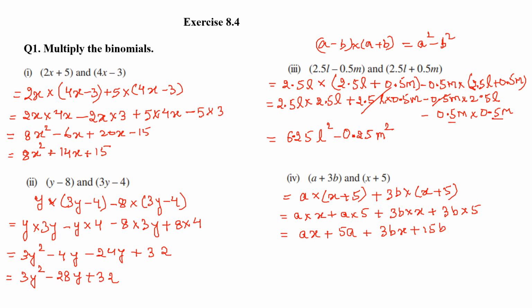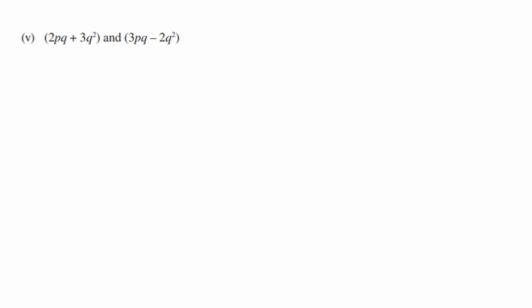Because they don't have any like term, we can't combine. Though here x and x is there, but here is a plus 3b. We can't combine that. So this is only your final answer. Now moving to the next question. So fifth part of the first question.